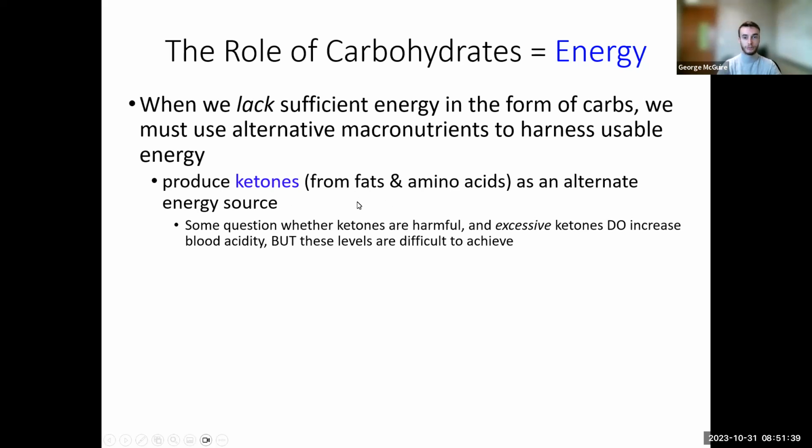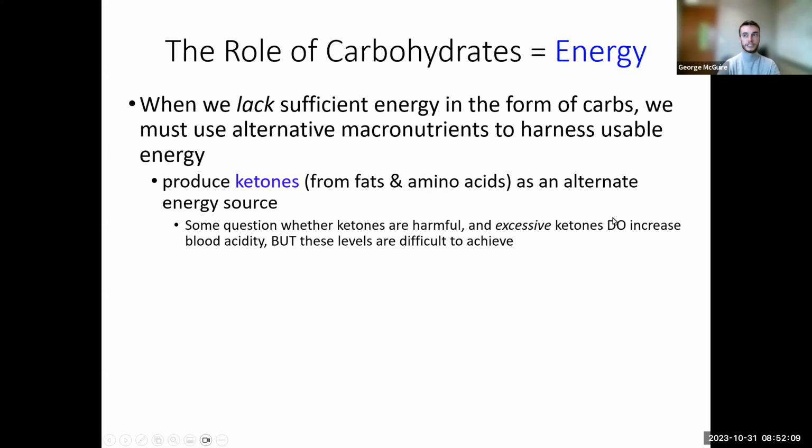And as a result, that will produce ketones. Or I guess, sorry, let me back up. I explained that a bit incorrectly. When we are using fats or amino acids as our alternative energy source for fast energy, that will produce ketones as a byproduct of that process. And those ketones can then provide energy to our different molecules, right? Especially our neurons can take up ketones, or preferentially take up ketones, from our bloodstream.